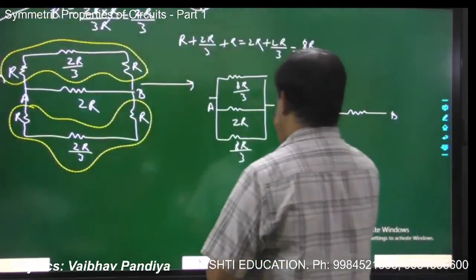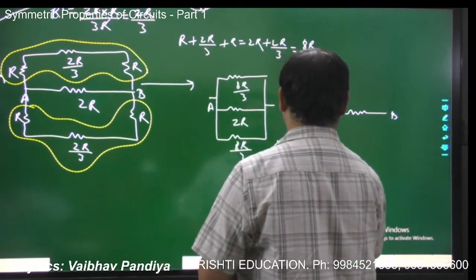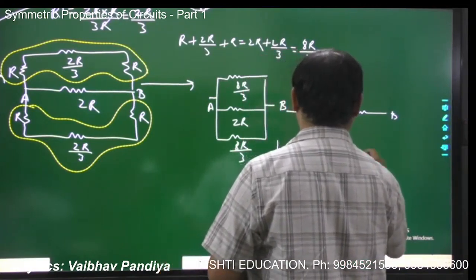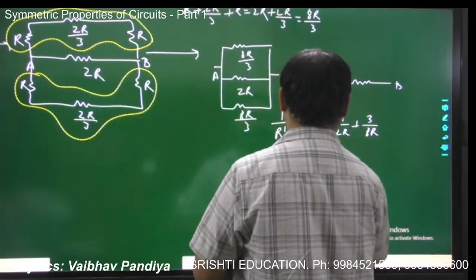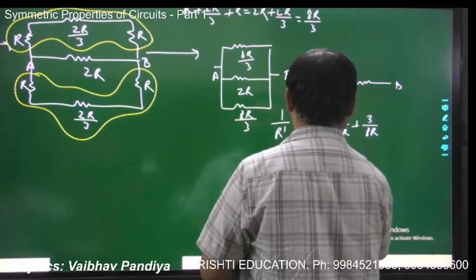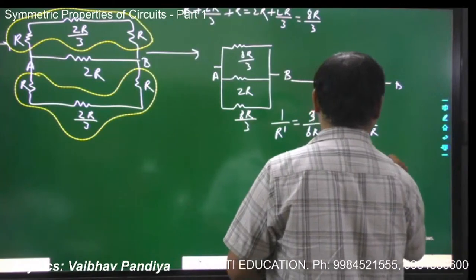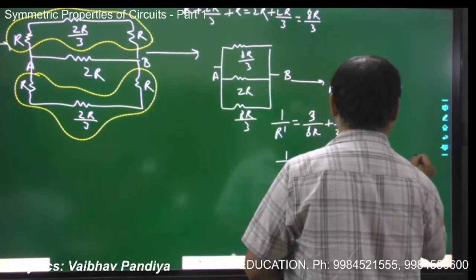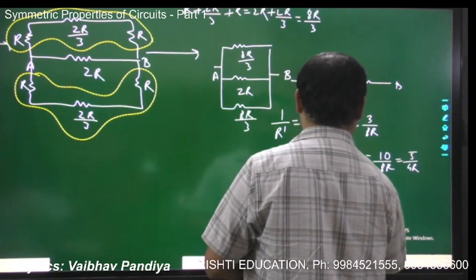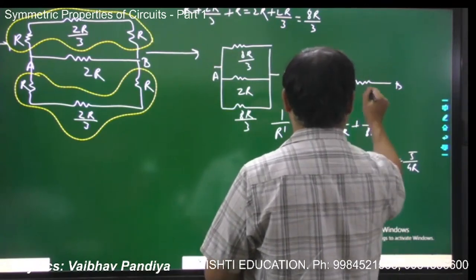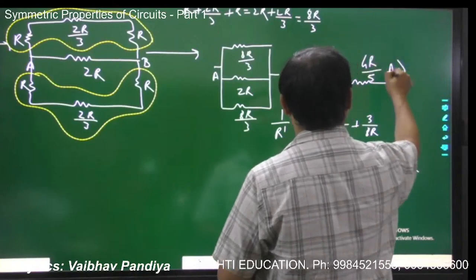I can apply the equivalent formula. 1 by R dash is 3 by 8R plus 1 by 2R plus 3 by 8R. So I'll get 1 by R dash as the LCM will be 8R. So I'll get 3 plus 4 plus 3, that is 10 by 8R, that is 5 by 4R. So R dash will come to be 4R by 5. So your answer will be 4R by 5. That is your answer to the problem.